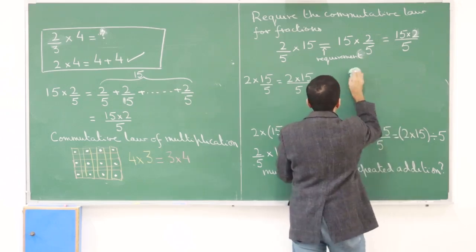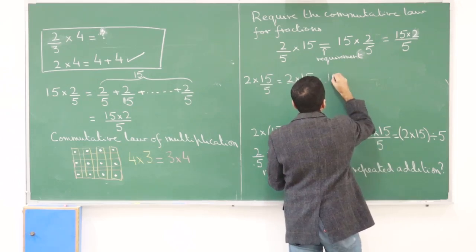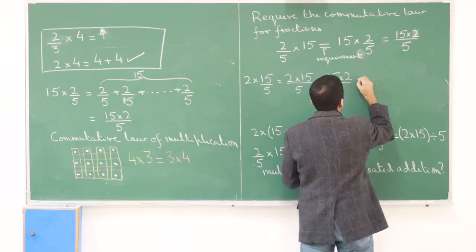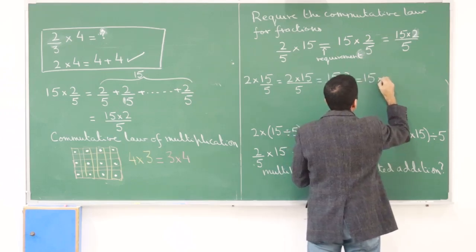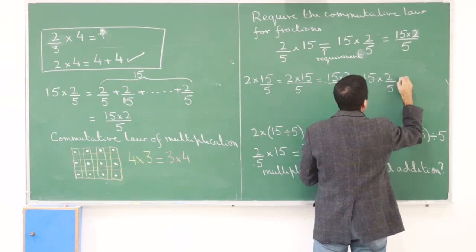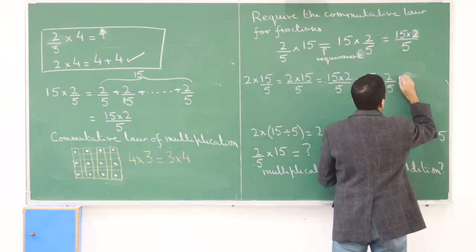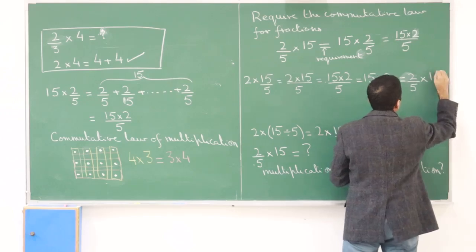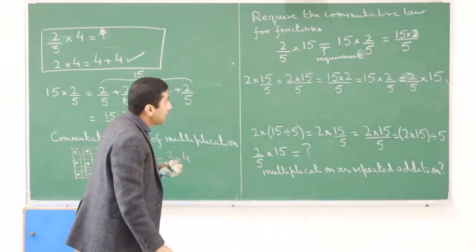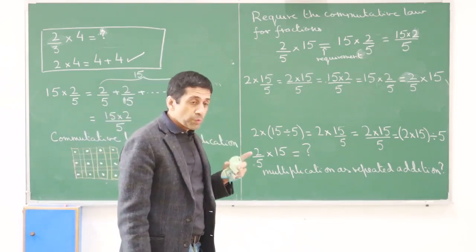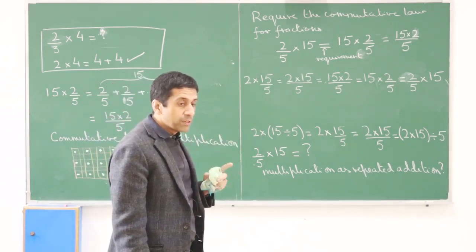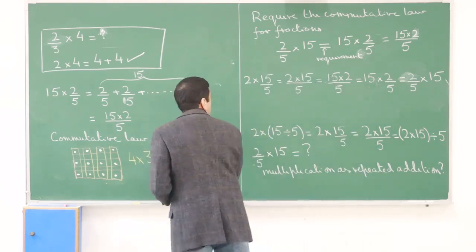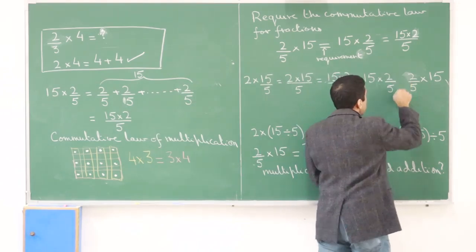So let me do it. So this is equal to, maybe I'll write it out if you want to, 15 multiplied by 2 over 5, which is equal to 2 over 5 times 15. All of these things are true. And now one of these equalities is imposed. Which one of the equalities was really a requirement that we didn't prove? 15 multiplied by 2 over 5 is equal to 2 over 5 times 15.